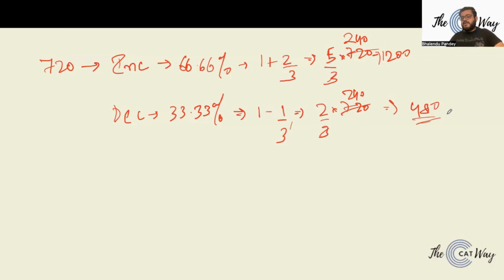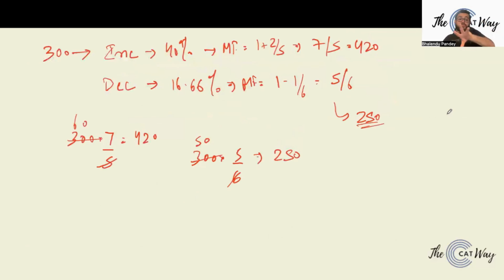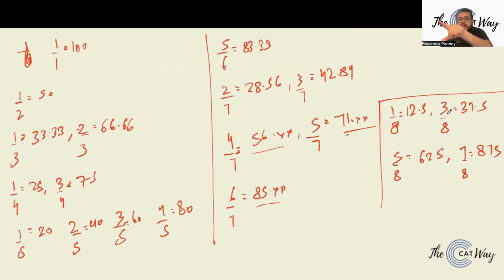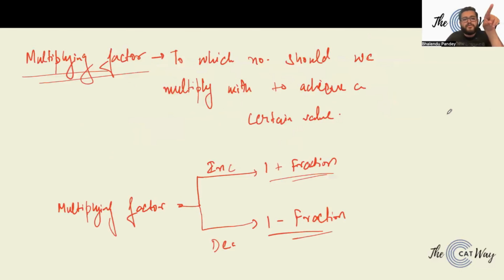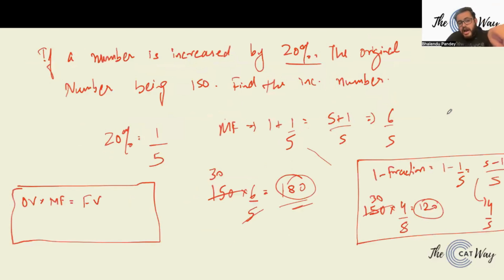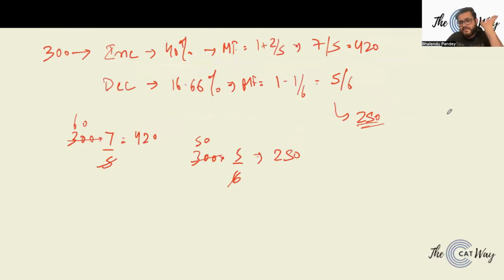So I hope I have made myself clear that why. And now after solving these, I hope you even understand the importance of remembering these values and the multiples of values. You understand the importance of knowing them. And once you know the importance of knowing them, I hope you have understood how to calculate the multiplying factor for an increase, how to calculate the multiplying factor for a decrease, right? And how to get the final value from the original value and the multiplying factor. I hope I made myself clear in this.